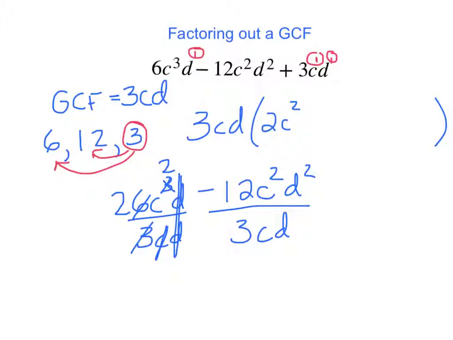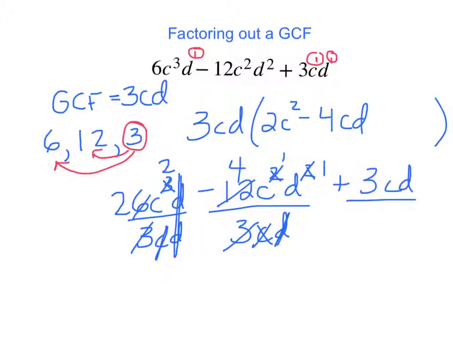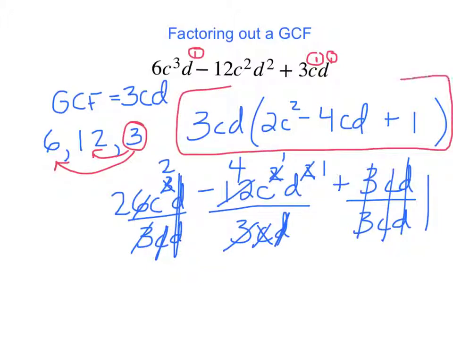Again, dividing. The D and one of the 2 D's cancels. This C and one of these 2 C's cancels. 12 divided by 3 is 4, so minus 4CD. And finally, plus 3CD divided by 3CD. D's cancel, C's cancel, 3's cancel. We're left with a big old 1. And that is your factored form of this particular polynomial, factoring just the GCF out.